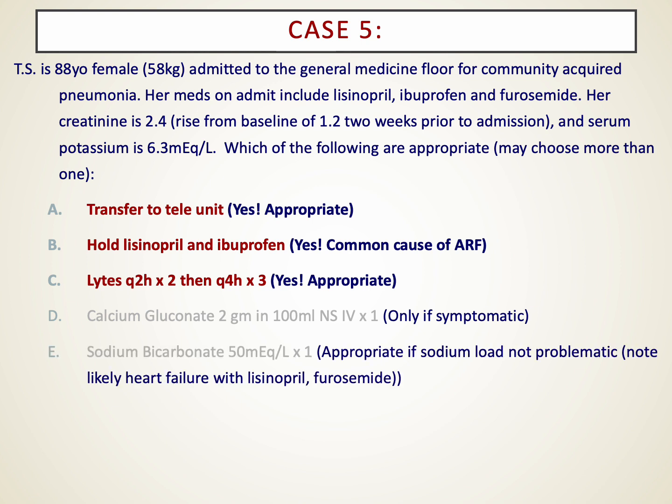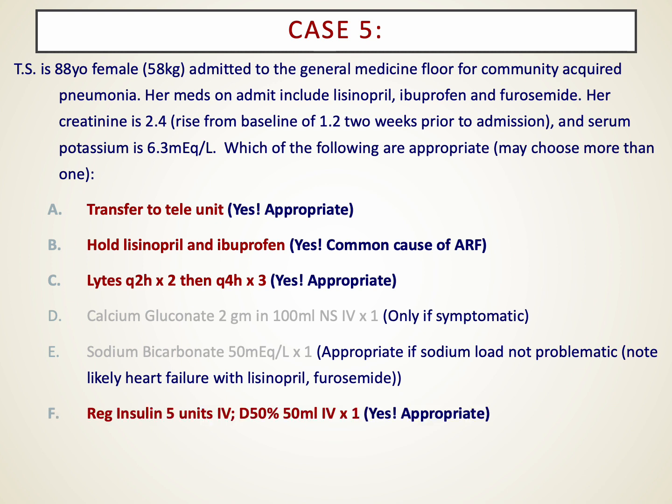Bicarb only if it's a significant issue, because we could change her pH and drive potassium intracellularly, but she's not that problematic. And the sodium load of the bicarb may actually make her heart failure worse. And why do we say, did we even say she's in heart failure? Well, if she's on furosemide and lisinopril, it's likely that she has heart failure.